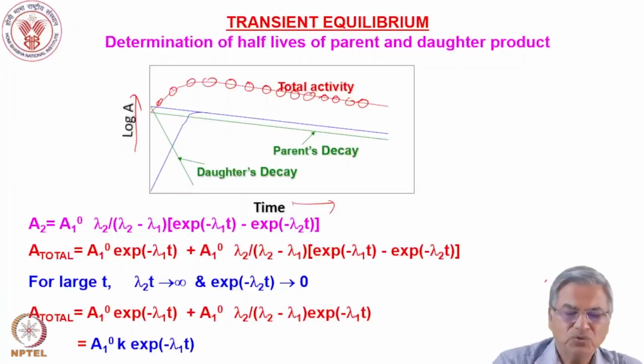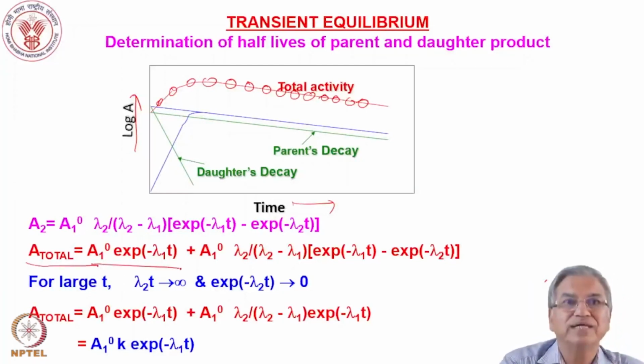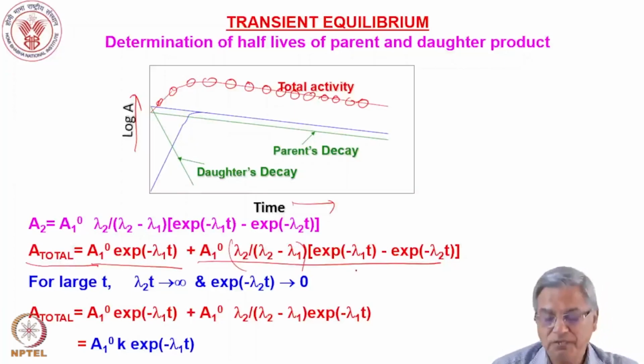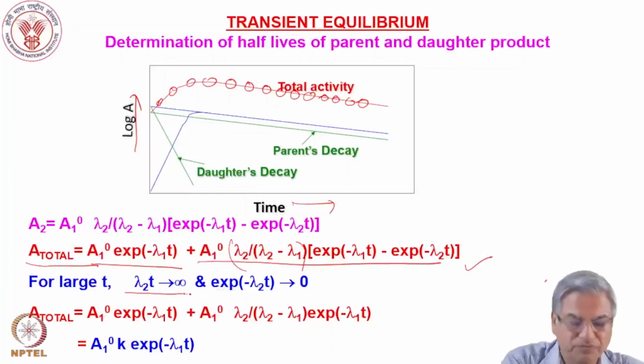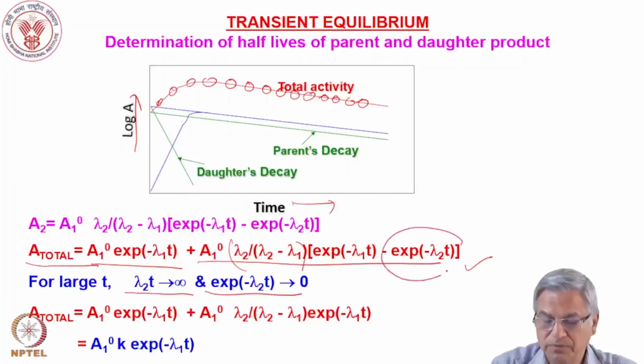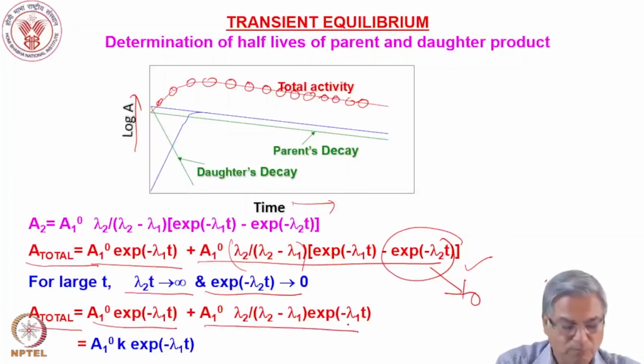So as you know, the total activity can be given as the parent activity, that is A10 e raised to minus lambda 1 t, plus the daughter activity, A10 lambda factor into e raised to minus lambda 1 t minus e raised to minus lambda 2 t. Now what happens is that when lambda 2, the decay constant of daughter, is quite large and higher than lambda 1, this exponential term tends to 0, and therefore the total activity becomes parent activity plus daughter activity, and both of them follow the half-life of parent.